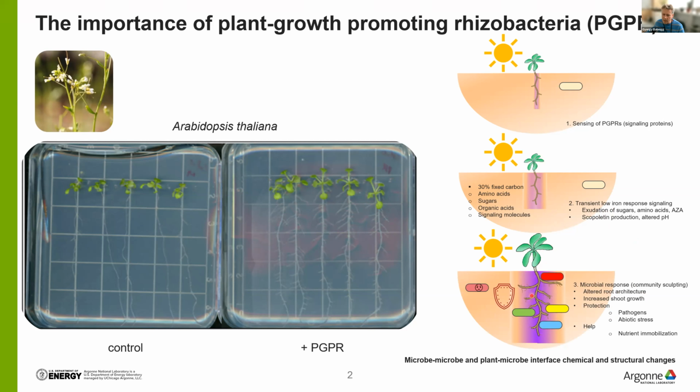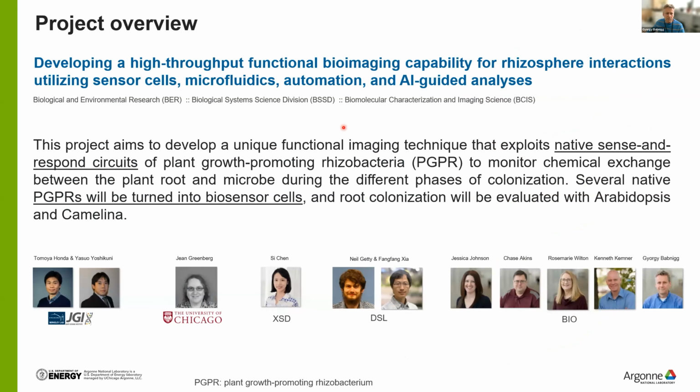That microbial colonization will help to protect the plant against pathogens and abiotic stresses, and it will help in nutrient mobilization. So this project is really focusing on the microbe and on that plant-microbe interface, looking at these chemical and structural changes. As I said, this was a project funded by the BCIS program. What we are proposing to do is to exploit these natively colonizing microbes, their sense and response circuits, and turn them into biosensor cells.